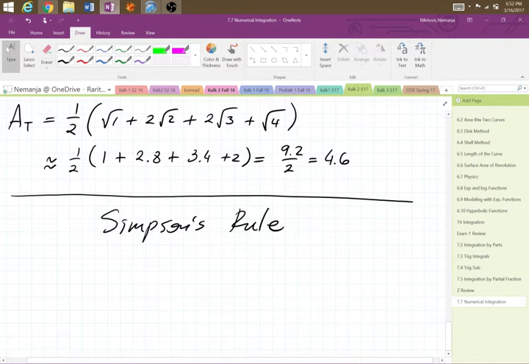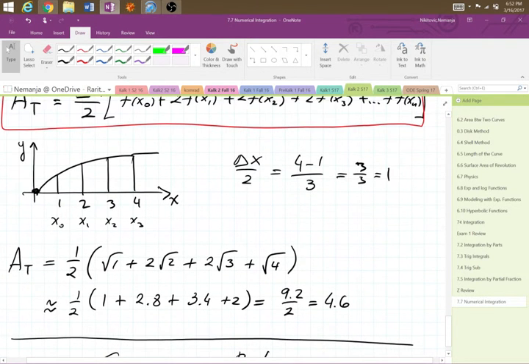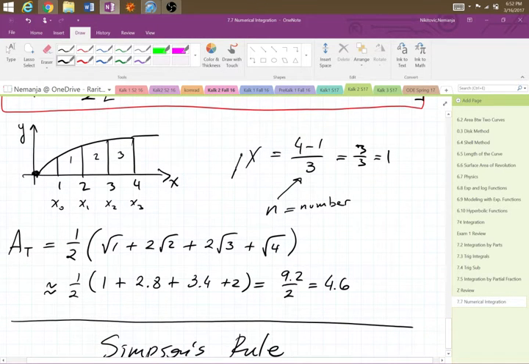Just go back up to the one column here again. How come it's delta x over 2 equals 4 minus 1 over 3? What's the first one? 4 minus 1 over 1, 2, 3 rectangles. That's n, the number of rectangles. It should not be delta x over 2. It should be just delta x, yes. That's disgusting, delta x.